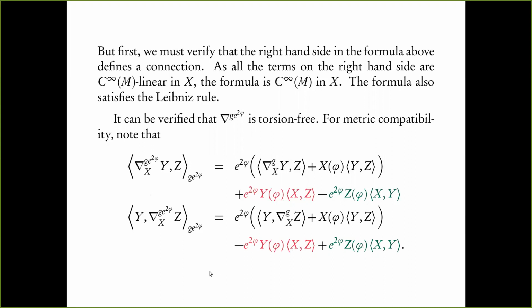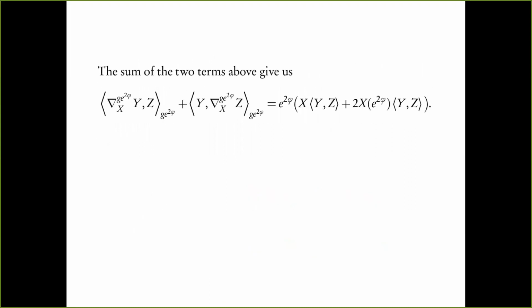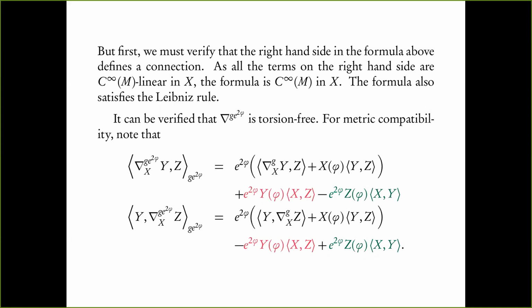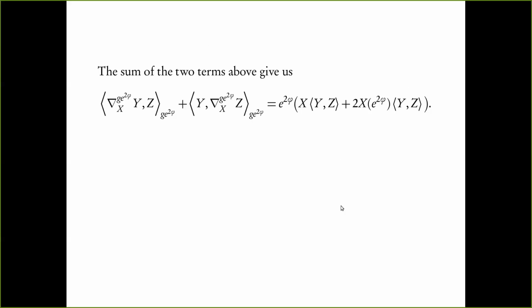Well, if I sum them, this is what I get, right? So if I sum them, the reds cancel, the greens cancel. So you get nabla x, y, z, nabla y inner product, nabla x, z, and you have two of the same terms. So this is what I get, correct? Okay.